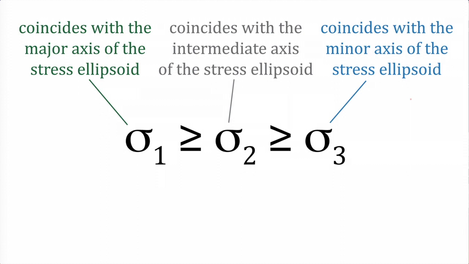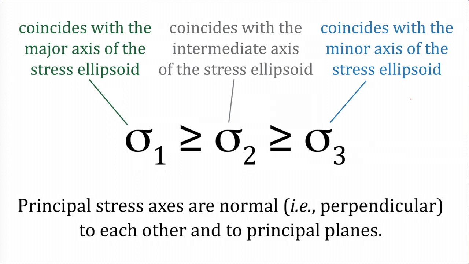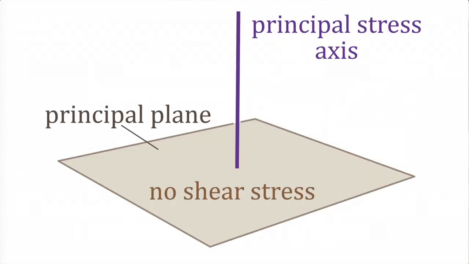Sigma 2 coincides with the intermediate axis of the stress ellipsoid, and sigma 3 coincides with the minor axis of the stress ellipsoid. The principal stress axes are normal or perpendicular to each other and to the principal planes. Any plane in a differential stress field on which there are no shear stresses is a principal plane, and a principal stress axis is perpendicular to it.